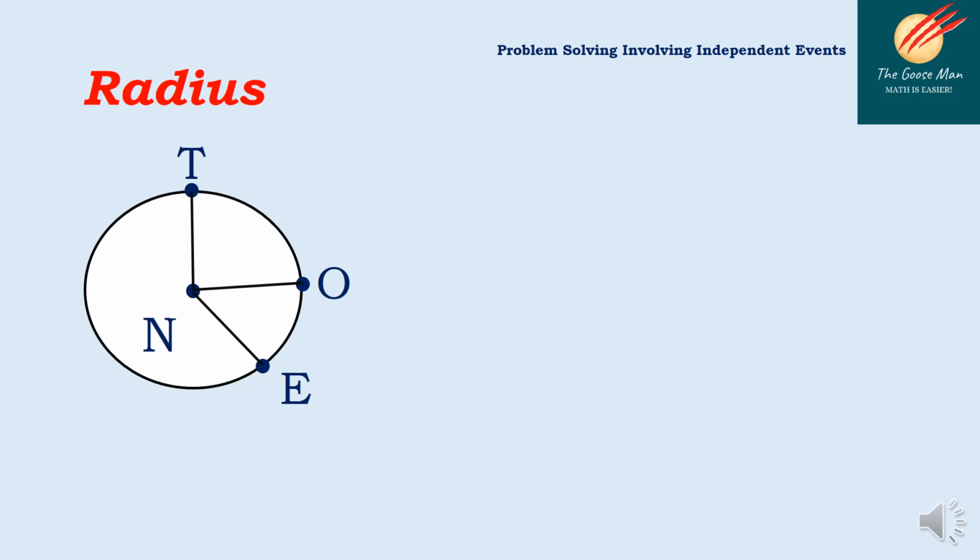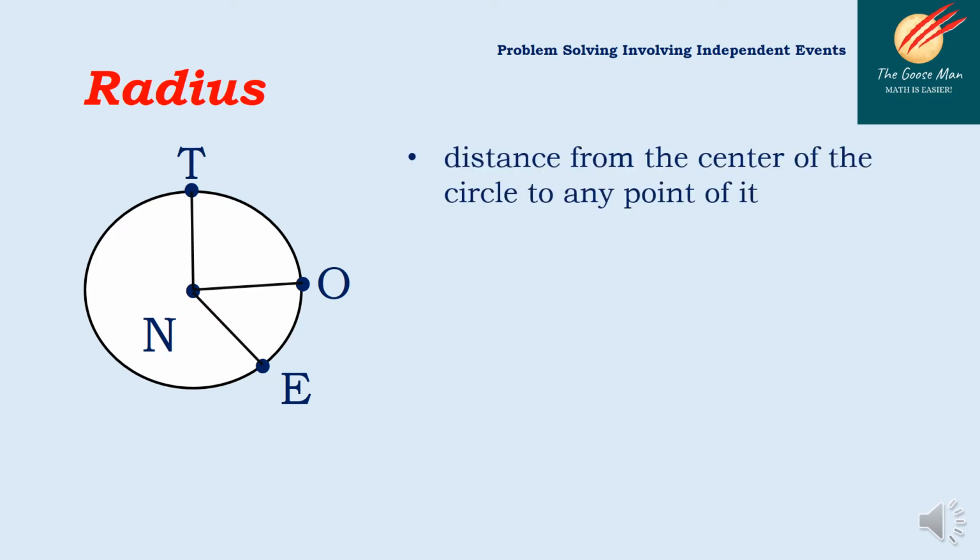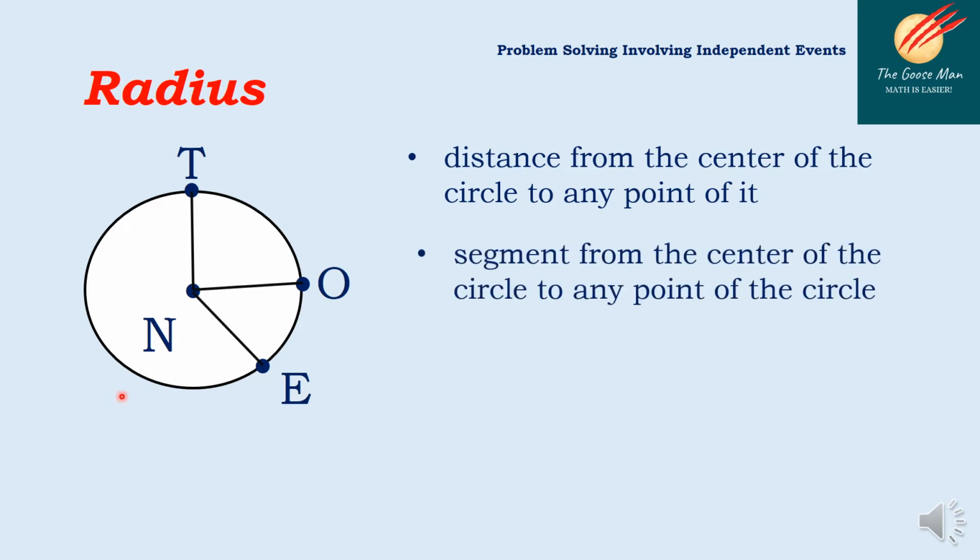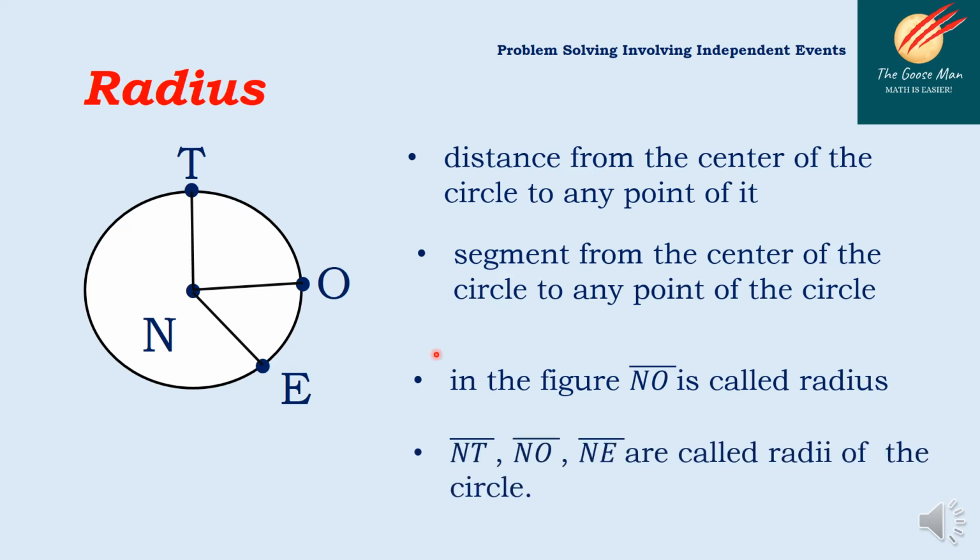The next term that we will discuss is the radius. This is the distance from the center of the circle to any point on it. Another definition is that it is the segment from the center of the circle to any point of the circle. In the figure, point N is the center of the circle, and line segment NO is called a radius. The plural form of radius is radii. So NT, NO, and NE are the radii of the given circle.